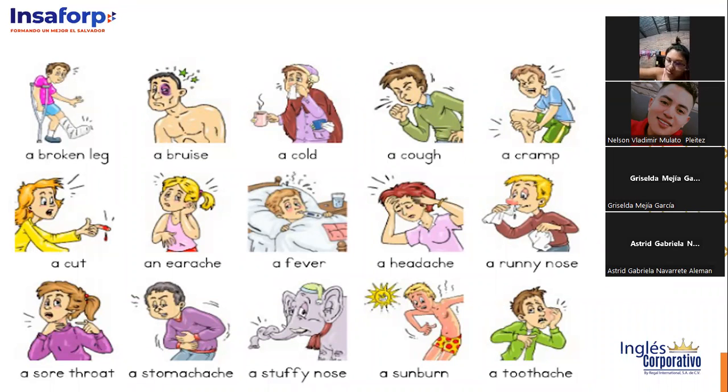Or, how often do you have a sore throat, for example? If I ask you, how often do you feel a sore throat? You can say, I feel a sore throat like twice in a month, two times in a year. I never feel a sore throat, or I never feel a stomachache, for example.